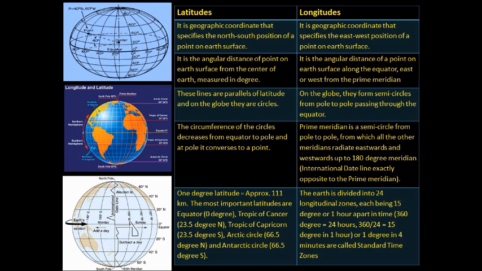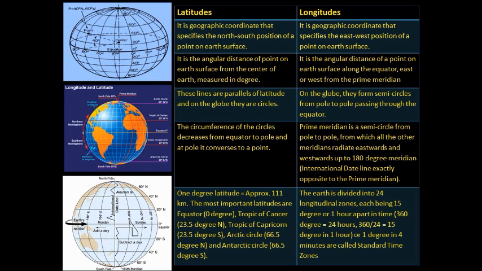1 degree of latitude is approximately 111 kilometers. So each degree of latitude on the surface of the earth covers almost 111 kilometers. The most important latitudes are the Equator at 0 degree latitude, 23.5 degree north called the Tropic of Cancer, 23.5 degree south called the Tropic of Capricorn, 66.5 degree north called the Arctic Circle, and 66.5 degree south called the Antarctic Circle.